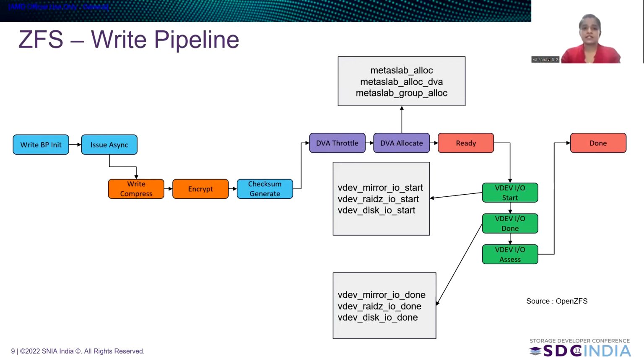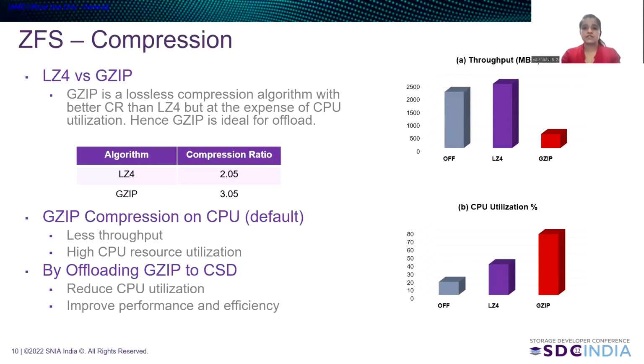Now, ZFS compression is supported with different compression algorithms, which the user can choose at the time of pool creation. We have LZ4 and GZIP from level 1 to level 9. We have compared LZ4 and GZIP level 1 in terms of their compression ratios, throughput, and CPU resource utilization. As you can see here, LZ4 is efficient in terms of higher throughput and lower CPU utilization, but has a lower compression ratio. Whereas the GZIP algorithm gives a better compression ratio, but consumes a lot of CPU resources and the throughput is also less.